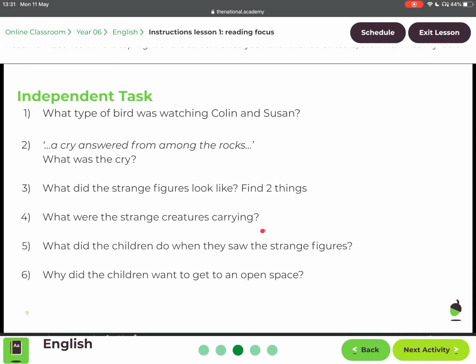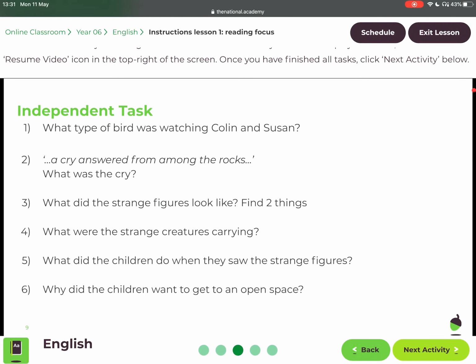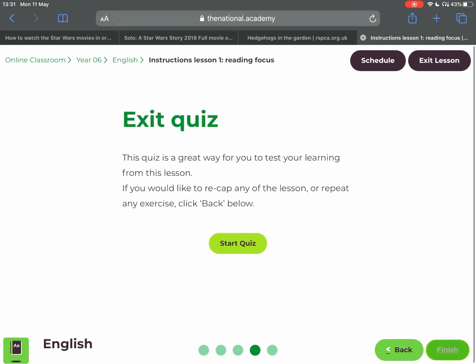So, what were the strange creatures carrying? They were carrying a black rope, a net like a spider's web. So, what did the children do when they saw the strange figures? They stood still and then they ran. Why did the children want to get to an open space? Because they thought they would be able to run away from the creatures because they had longer legs. After that, you would go mark it, and after you would have marked it, you have your exit quiz.